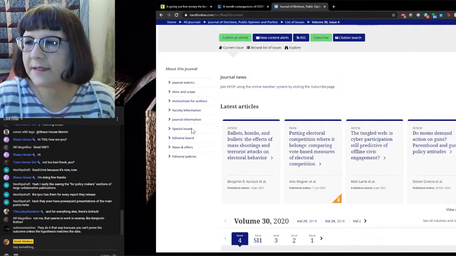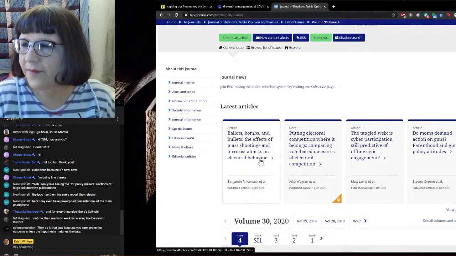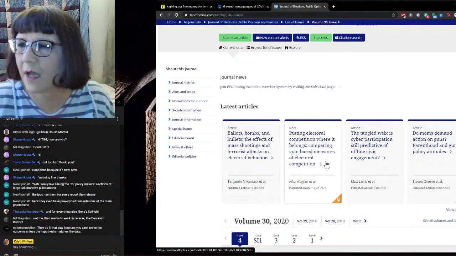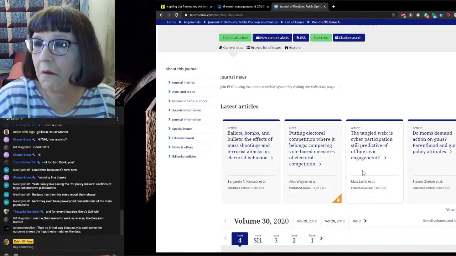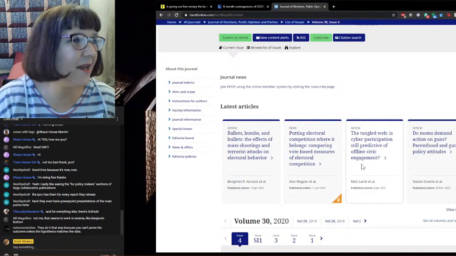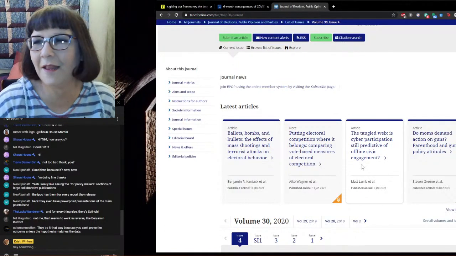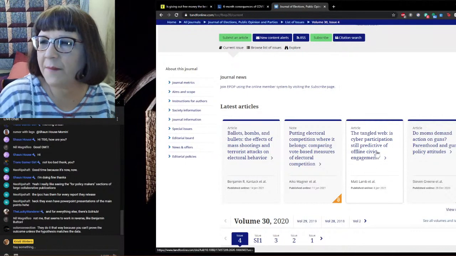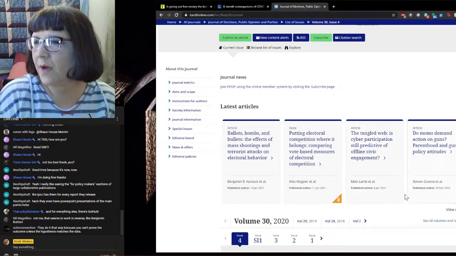Let's look at "Ballots, Bombs, and Bullets: the effect of mass shooting and terrorist attacks on electoral behavior." That could be interesting. "Putting electoral competition where it belongs: comparing vote-based measures of electoral competition." See, this is stuff where I go to a conference and go, ooh, that sounds like a really good title. Oh, I can't tell which panel I want to go to. "The Tangled Web: is cyber participation still predictive of offline civic engagement?" Or "Do Moms Demand Action on guns?"